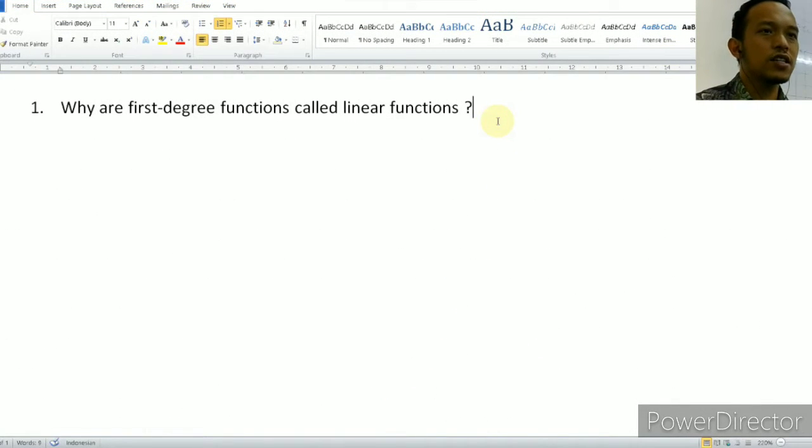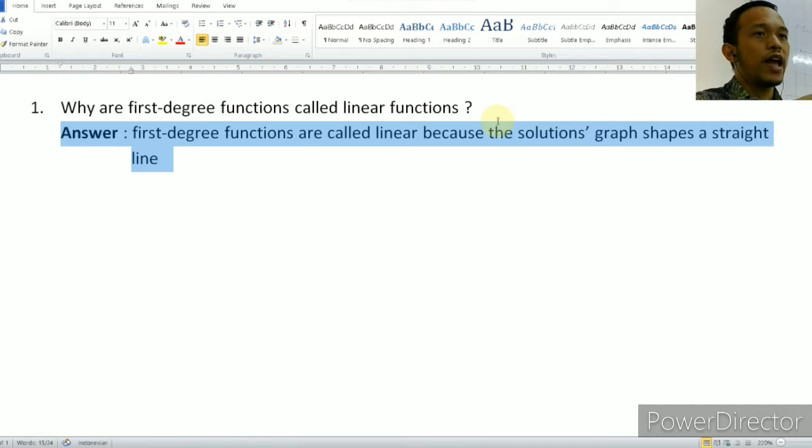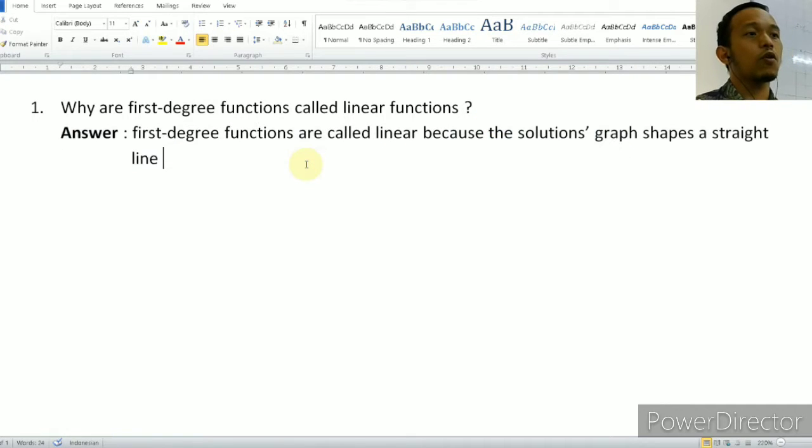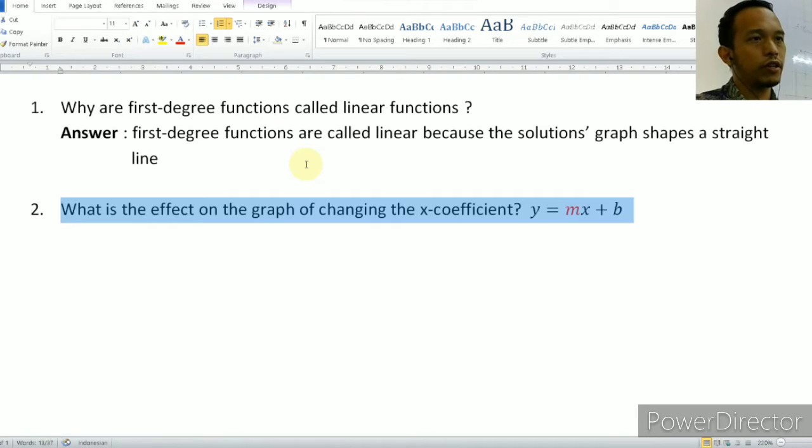So in the end, let's answer the questions that follow from the same page of your textbook. Why are first degree functions called linear functions? The answer is that first degree functions are called linear because the solution's graph shapes a straight line. After you do many trials with the conventional method, you can conclude that first degree functions will always shape a straight line.